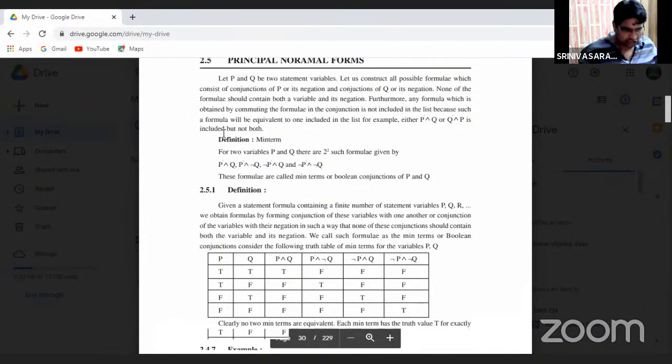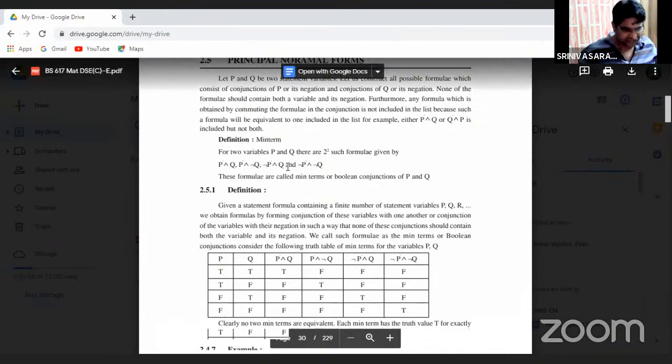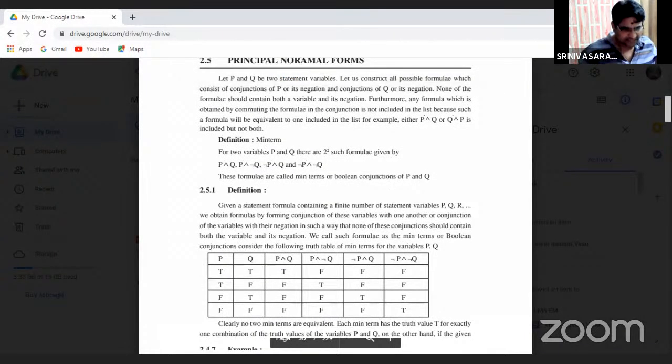Now, according to this introduction, what is the definition of this one? What are Boolean conjunctions? Boolean conjunctions means suppose P and Q, so that is called minterms. Definition of minterms: any two variables are taken. Two variables means that the number of expressions is 2 squared. Such formulas given by, now we are getting the 4 expressions. One expression is P and Q. Second expression is P and negation Q.